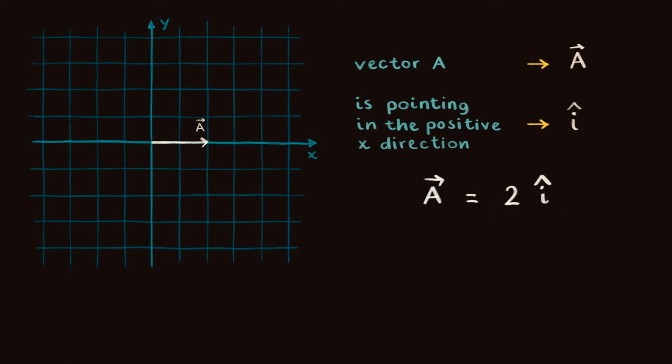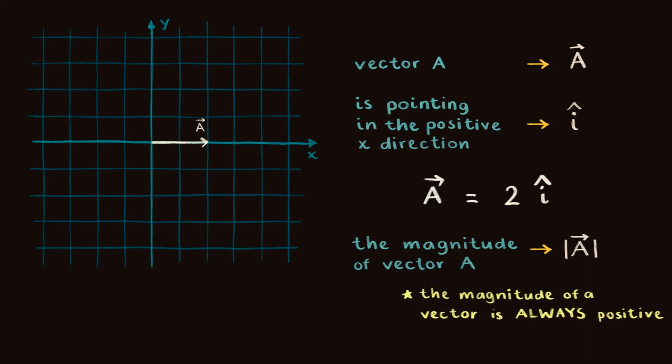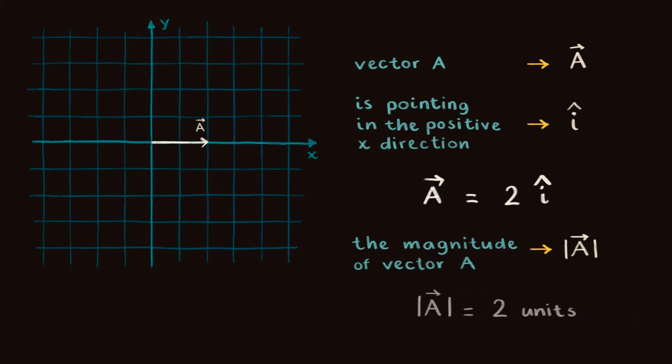If we just need to talk about the magnitude of vector A, we can use this notation that is similar to how we write absolute value. Like absolute value, the magnitude of a vector is always positive. So this is how we say that vector A has a magnitude of 2 units. Note that in this case, we don't have any specific unit for our coordinate system. If we did, and if that unit was meter, for example, we would say that the magnitude of vector A is 2 meters.